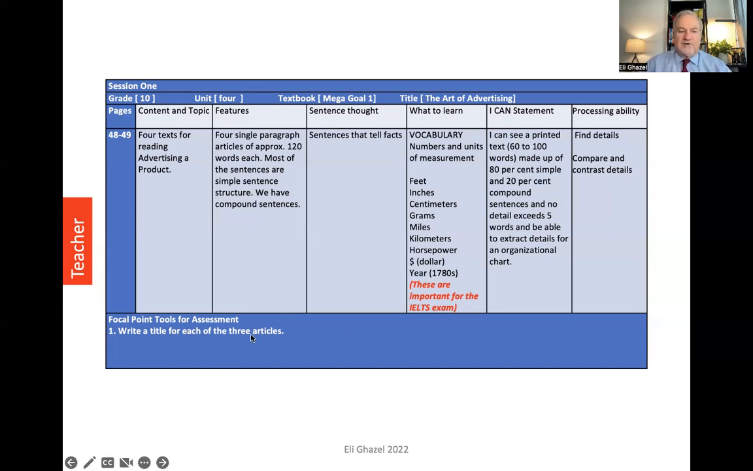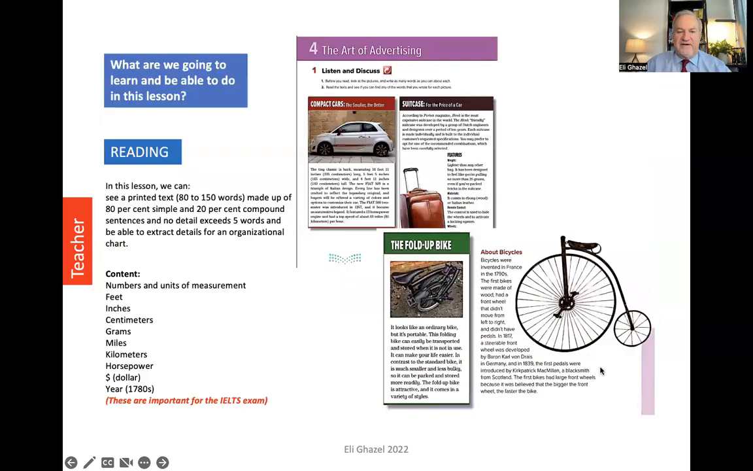Now, what will the students be able to do at the end? Let's watch. So let's look at the layout again. This is still the teacher's page. This is what they're going to be able to do. These are the 2 pages that we'll be working from.